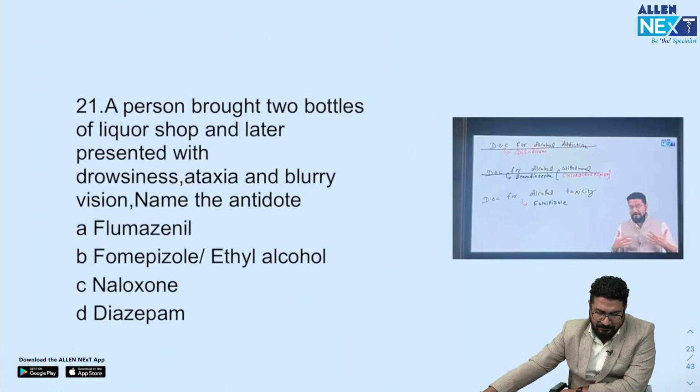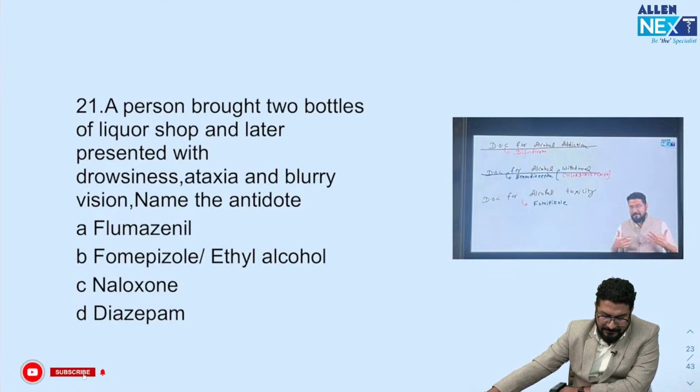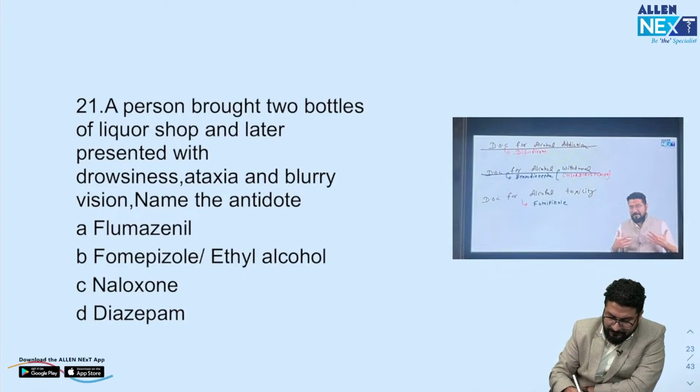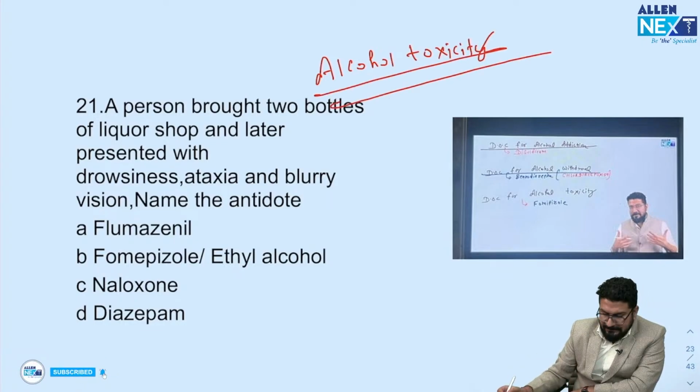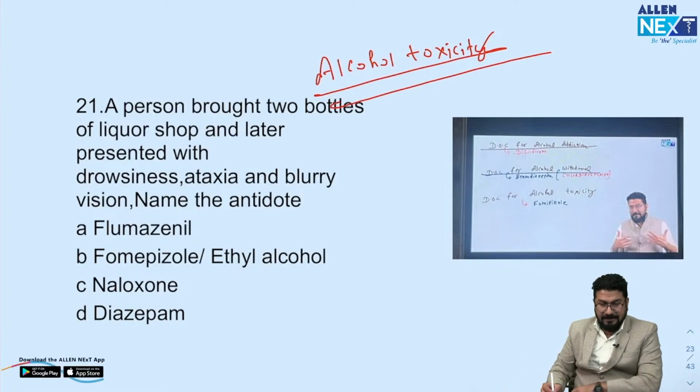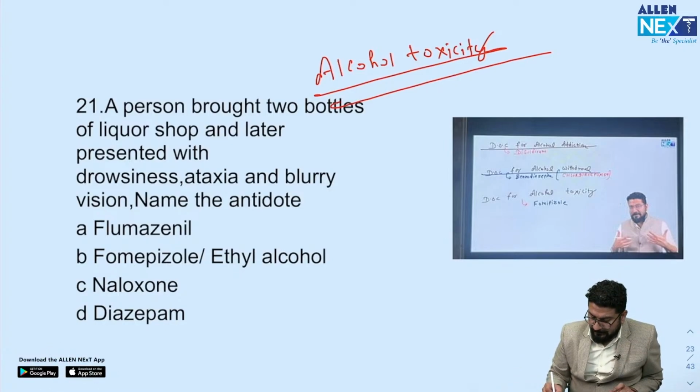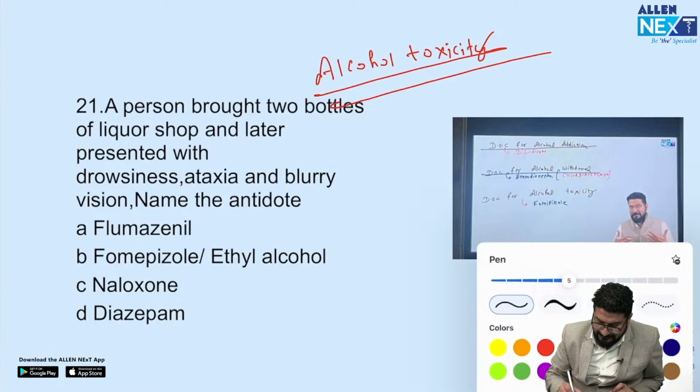Okay, coming to the next: a person bought 2 bottles of liquor from a liquor shop and later presented with drowsiness, ataxia and blurry vision. Name the antidote. Again, it's a case of alcohol toxicity. So what will be the antidote? Some students are saying fomepizole was not given. If it is not given, then the option should be ethyl alcohol.